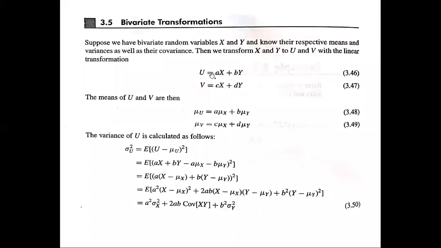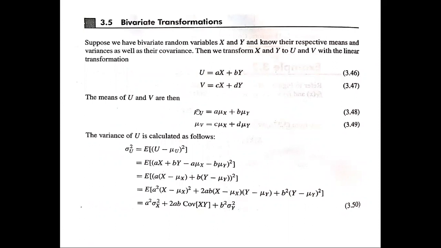So if this is the relationship between the two variables u, v and the two variables x, y, then what is the mean of this? The mean will be just the expectation of this. Take expectation on all sides. Then expectation of u will be equal to expectation of ax, that is a expectation of x, plus expectation of by, that is b expectation of y, and each expectation will be mu u, mu x, and mu y, and that's what we have here. Mu u is equal to a mu x plus b mu y.